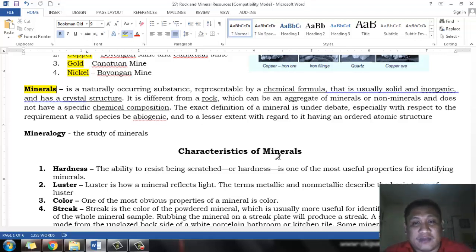And to a lesser extent, with regard to it having an ordered atomic structure, since they have an ordered atomic structure, their atomic structure is uniform. So that is why most of these minerals exist in a crystalline form. But there are also other minerals that do not exist in crystalline form.